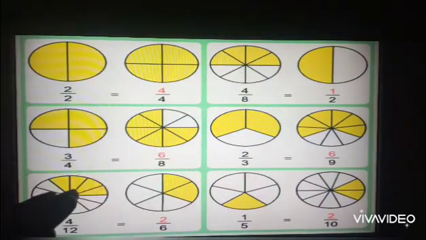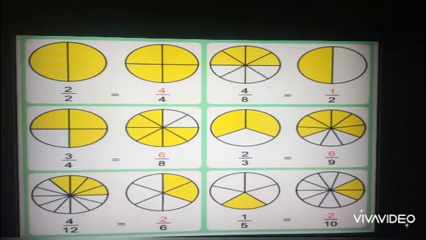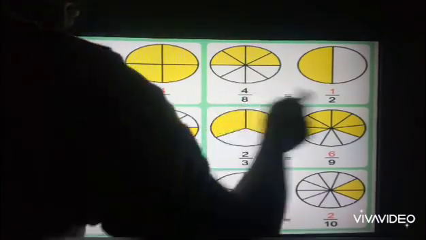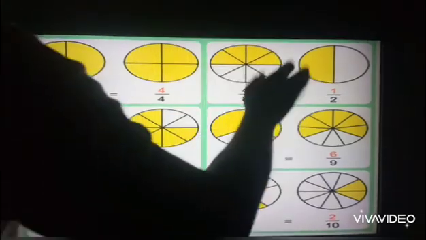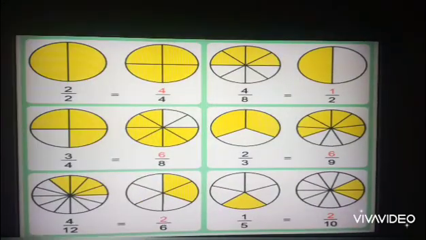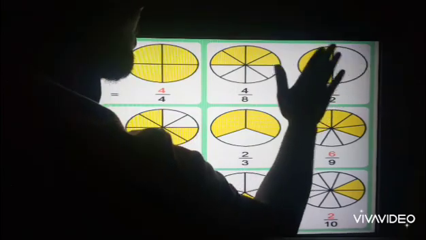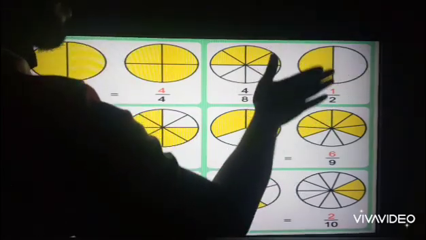Now look at it. When you look at the numbers just like that, you may be deceived. But when you draw and divide it, you realize that they are all the same. Look at this portion. The yellow portion, that is the shaded portion.